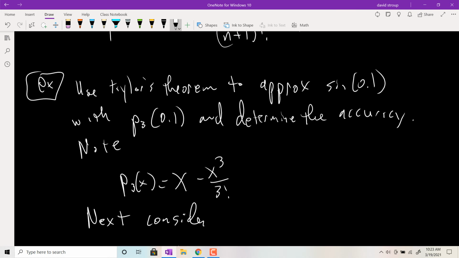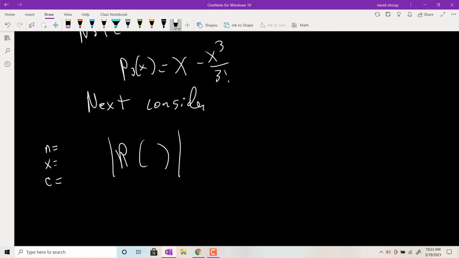This is a Maclaurin. They say it in the book. I probably forgot to read it. It's to approximate sine x with p sub 3 of x, which is Maclaurin. In other words, the center is at 0. So c is 0, x is 0.1, n is 3. We also need to know the max of the n plus first derivative of x on the interval from x to c. So in this case, it's c to x.